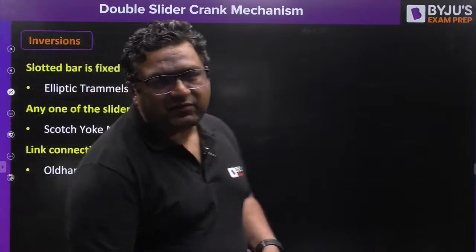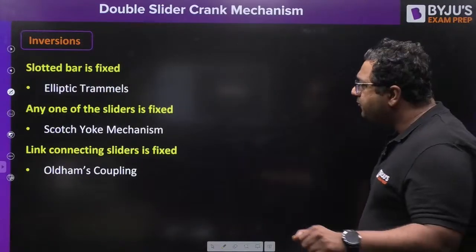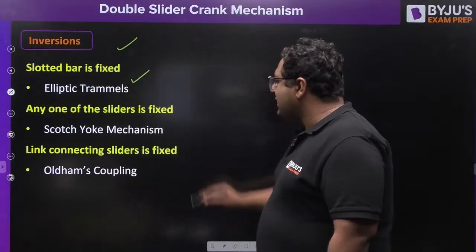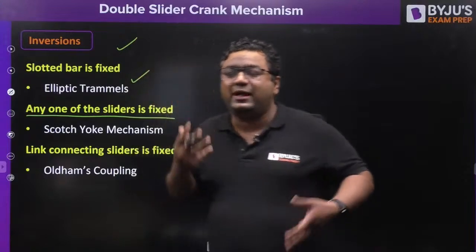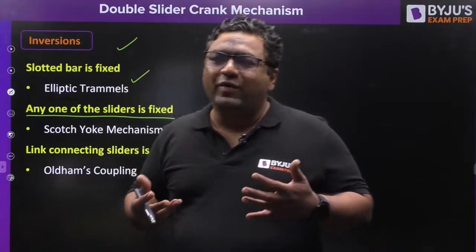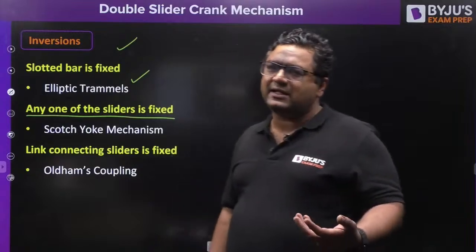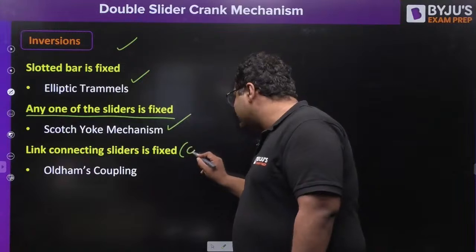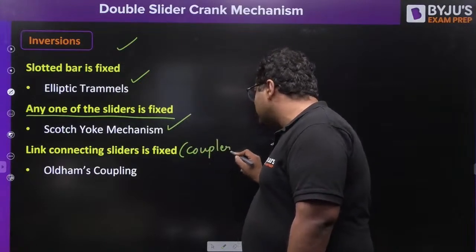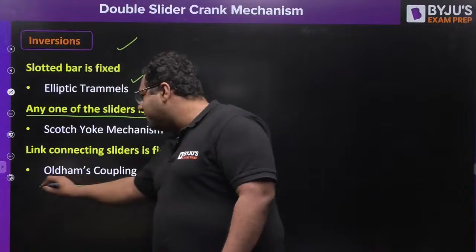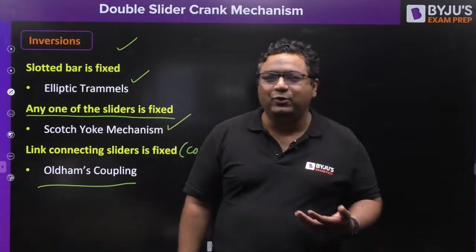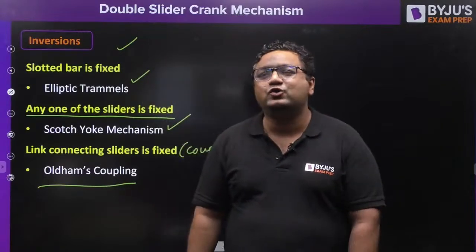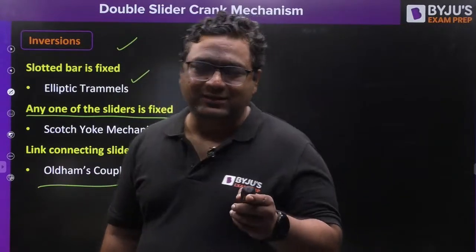So what are the various inversions you will be getting? We will see one by one in detail. When the slotted bar is kept fixed, you will get the elliptical trammel. When any of the sliders is fixed, since there are 2 sliders, there are 2 possibilities. When you fix one slider or the second slider, in both cases we will get the Scotch yoke mechanism. And if you fix the coupler, meaning the link joining the 2 sliders, this will give you Oldham's coupling. Now one by one we will talk about all the 3 mechanisms and see the detail of that. Not only that, we are going to solve problems also. So be ready guys, we are starting.